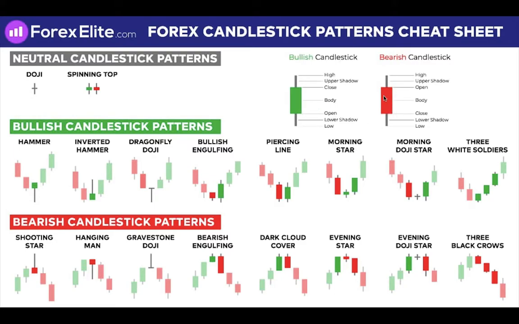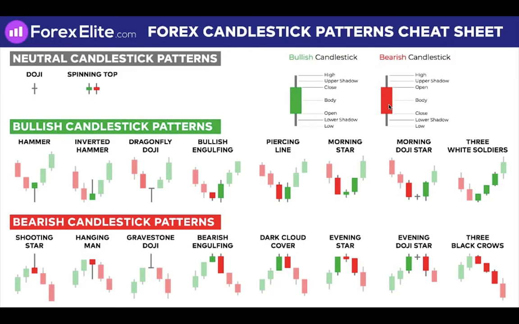Same to this bearish, but when we are at the bearish, the open and the close are inverted. The open is now up here and the close is now down here. This small line here is a wick. There are so many diagrams on the internet that you can Google, you can search for. This one is from forexlight.com.